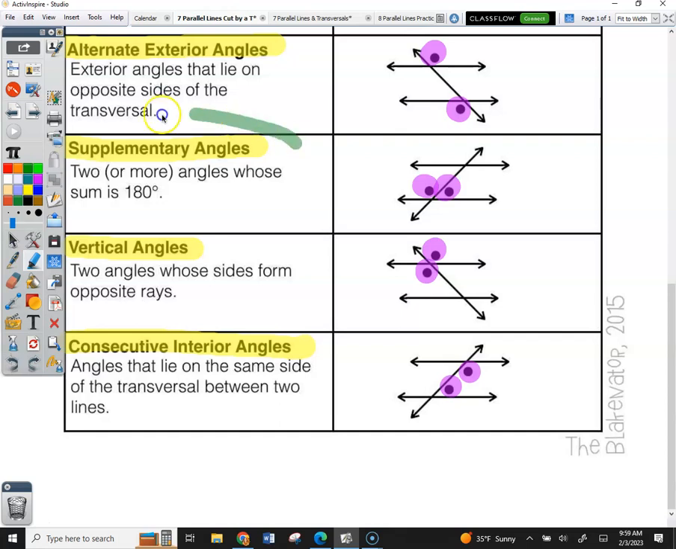Okay, let's go to this one that you already know. Supplementary, remember that means 2 angles that add up to equal 180. I also want you to write this. Look for linear pairs. Look for linear pairs. Meaning 2 angles that are back to back and they form a straight line. What do those angles add up to equal?